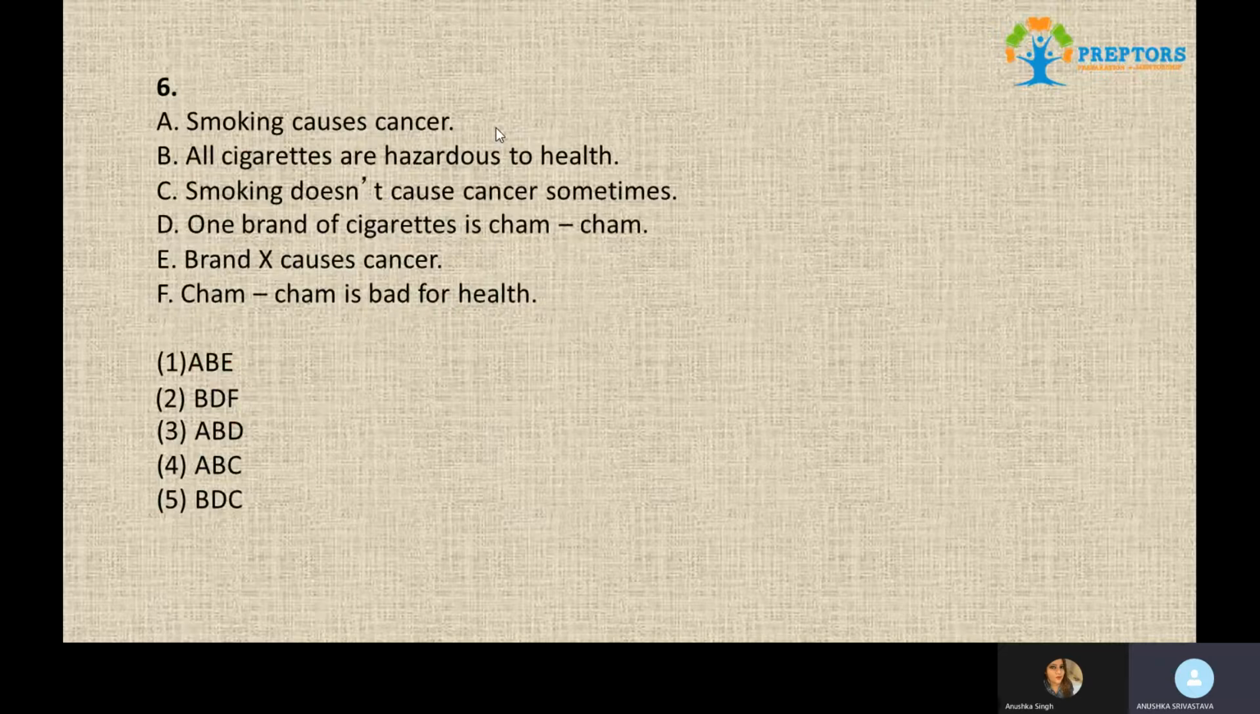Now these are certain additional questions which are not included, but still you can try your hand at them. The answer being BDF. All cigarettes are hazardous to health. One brand of cigarettes is Chum Chum. Chum Chum is bad for health. So yes, BDF.